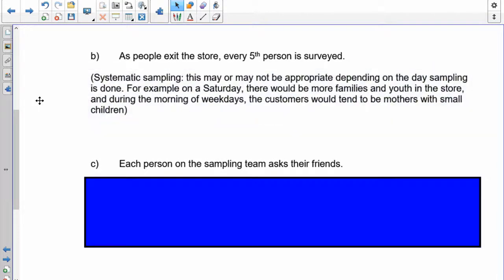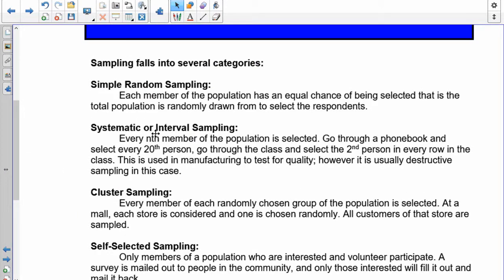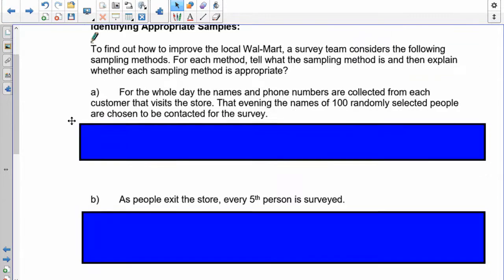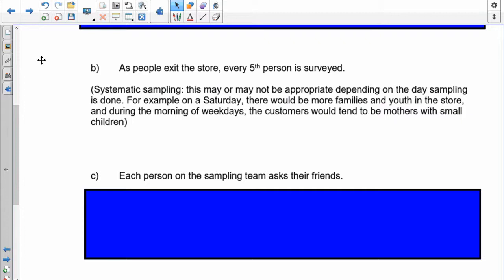This is systematic sampling. If you go back here, you can see it's right down here. It's called systematic or interval sampling, where every nth member of a population is being taken and sampled. This may or may not be appropriate depending on the day sampling is done. It's the same thing as a weekday versus a weekend would cause a problem. Now, this is a perfectly good way of collecting the sample, but you have to be careful about the days that you do it.